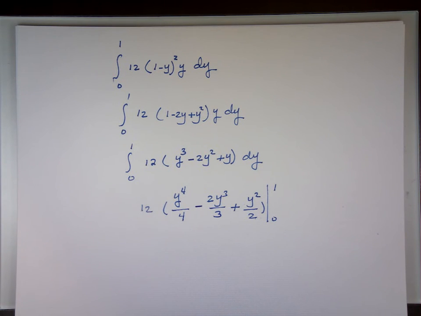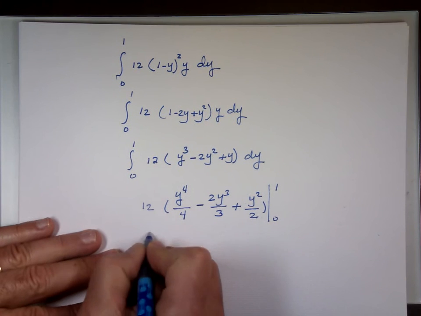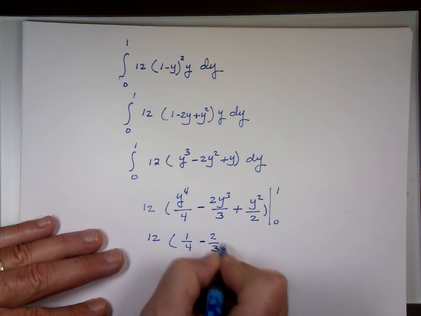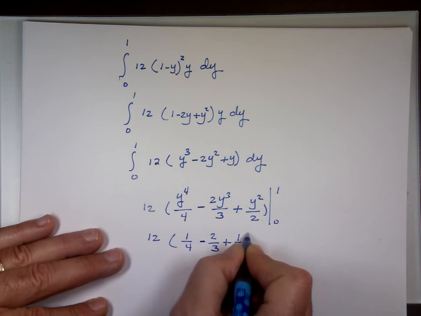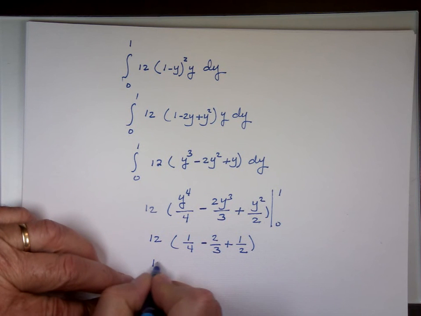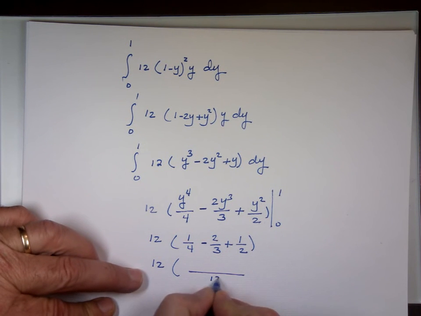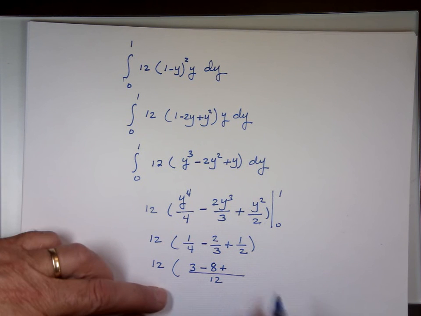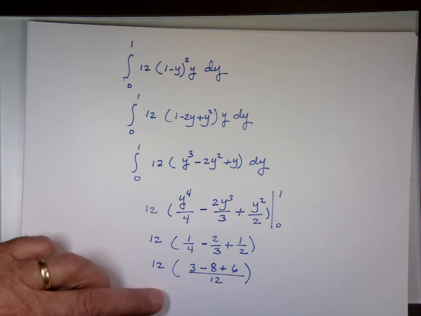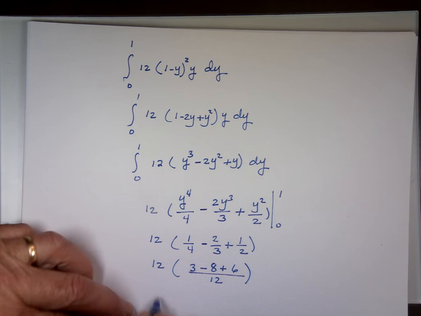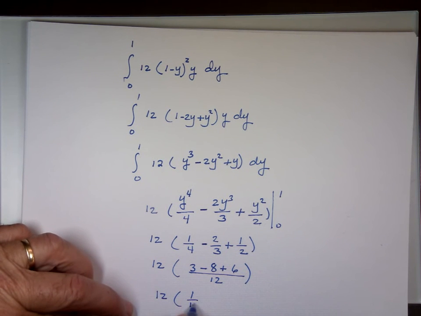When y is 1, that will be 1/4 minus 2/3 plus a half. When y is 0, that's a 0. LCD is 12. This will be a 3 minus 8 plus 6. What's 3 minus 8 plus 6? Is that a 1/12? Which is a 1. It is a valid density function.